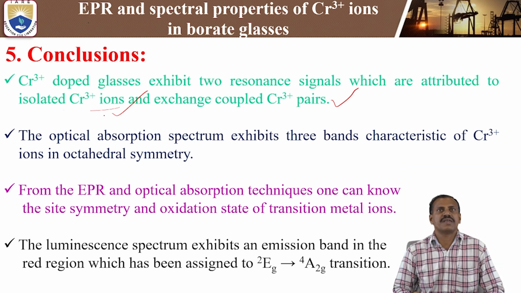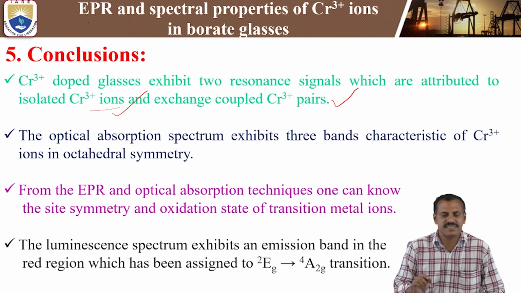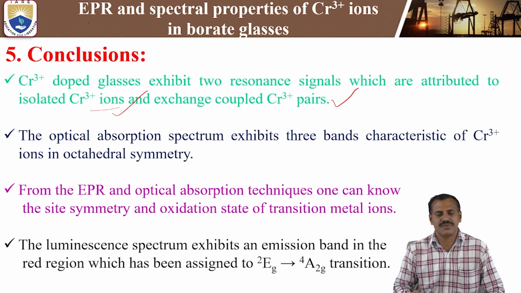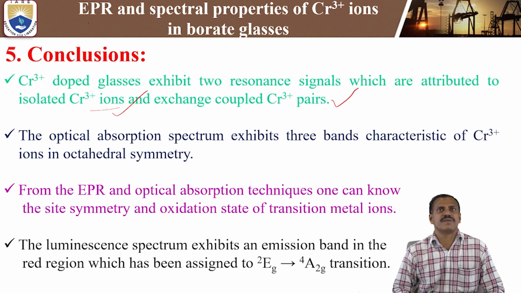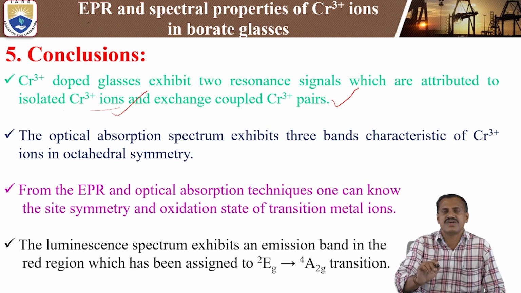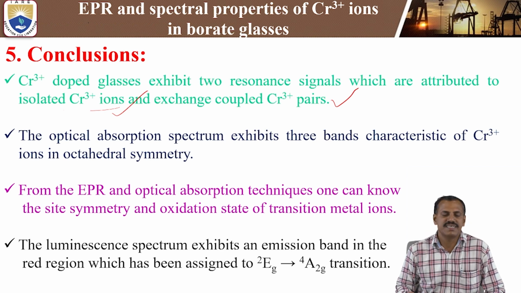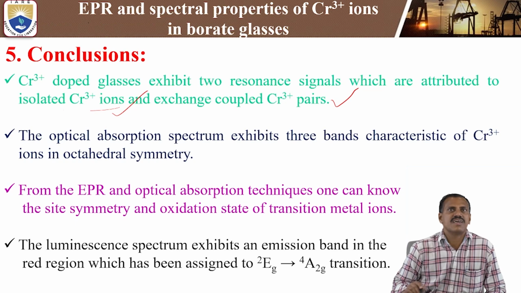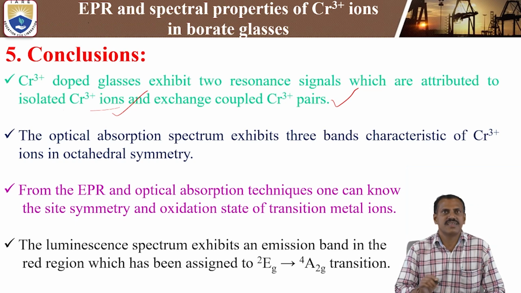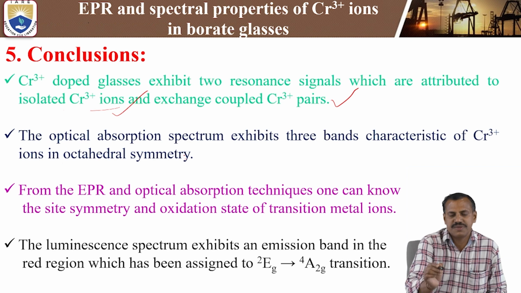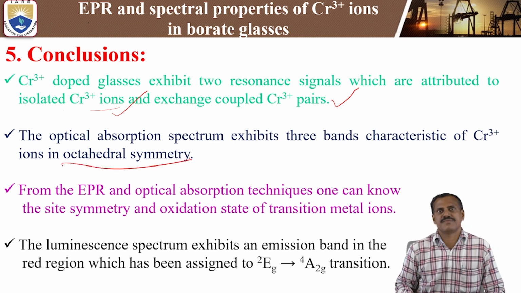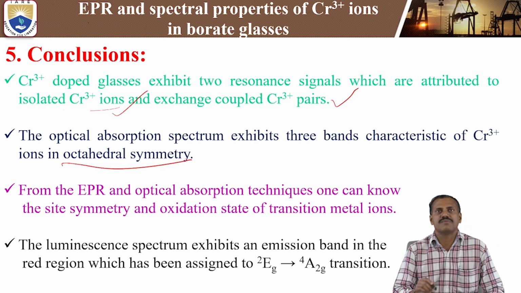are g equal to 4.82 and g equal to 1.99. These are the important ESR or EPR signals of chromium 3 plus doped glasses. This is mainly attributed to chromium 3 plus ions and exchange coupled chromium 3 plus pairs. So the site symmetry we study by measuring the ESR or EPR signal. The second one is the optical absorption spectrum we have studied. In that, the optical absorption spectrum exhibits three bands characteristic of chromium 3 plus ions in octahedral symmetry. The three peaks show the octahedral symmetry nature. So we get that from the optical absorption spectrum.